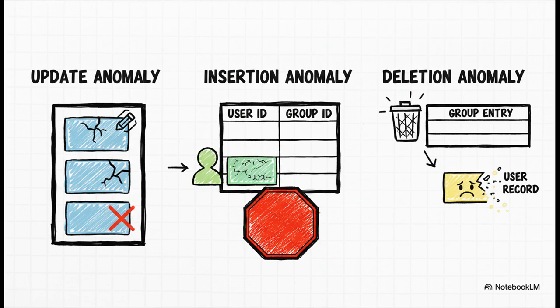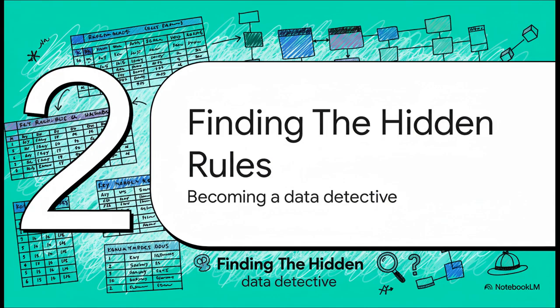Then there's the insertion anomaly. You can't add a new user to your system until they join a group. There's literally no place to put their information. And finally, the scariest one, the deletion anomaly. If you delete the Gov group and that was the only group Millhouse was in, you could accidentally wipe Millhouse from existence in your database. Poof! Gone. Yikes.